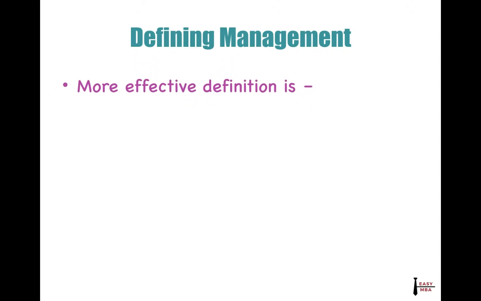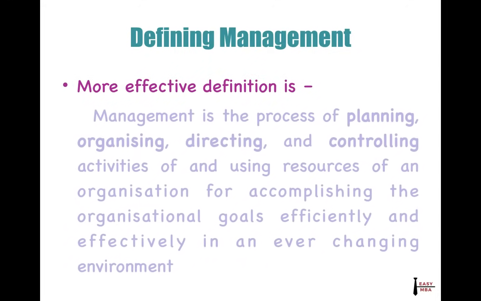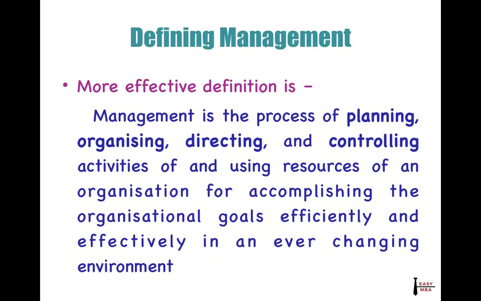So the more effective definition of management is that management is the process of planning, organizing, directing, and controlling the activities and using the resources of an organization for accomplishing the organizational goals efficiently and effectively in an ever-changing environment. Now, this definition takes into account the different functions of management, like planning, organizing, directing, controlling. We also have functions like reporting and coordinating. So all these important functions are taken into account in this definition.